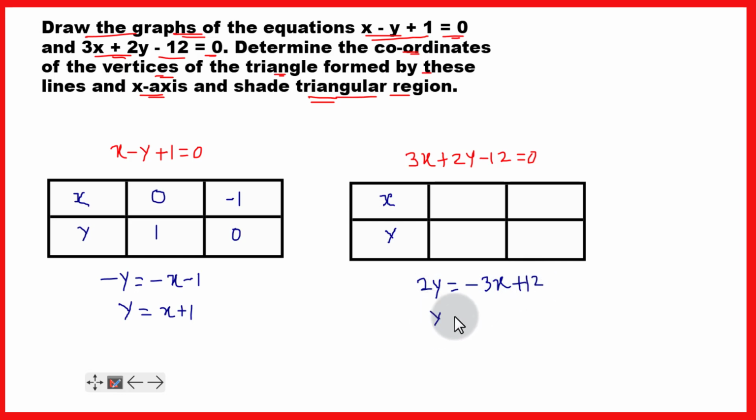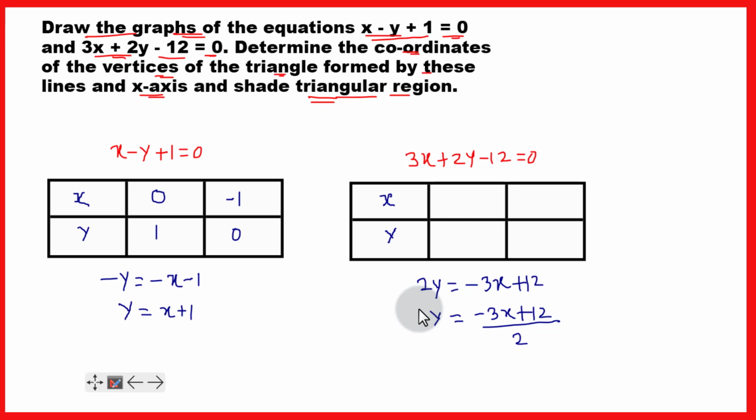Now take this 2 to the other side, it will go to the denominator, and you will get the equation as minus 3x plus 12 upon 2. Now this is the equation we have written as y in terms of x. Sometimes a 1 mark question is asked: write the given equation as y in terms of x, then you have to simply write this as y in terms of x.